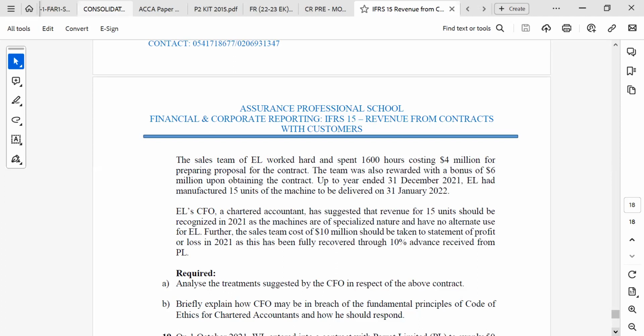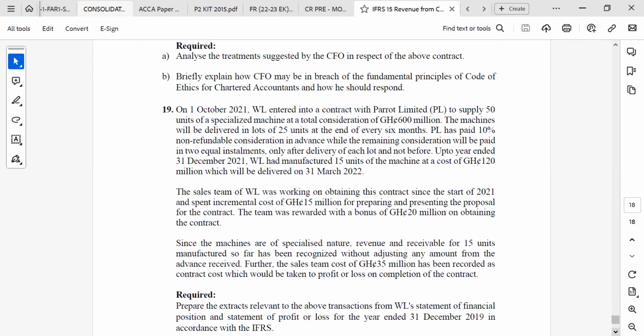All right, seniors, basically that is about this particular question where we have incremental cost. You just have to take note of it. The cost, especially commission and bonuses paid after winning the contract, will be capitalized as a contract asset and amortized on the basis of fulfilling the contract. But any cost incurred before the contract is awarded will be expensed, because they are costs that will be incurred whether the contract has been awarded or not. They will still be incurred. All right, so basically, I'm sure this is the end of it.